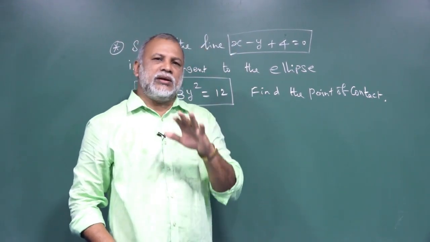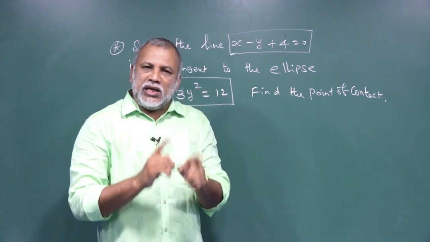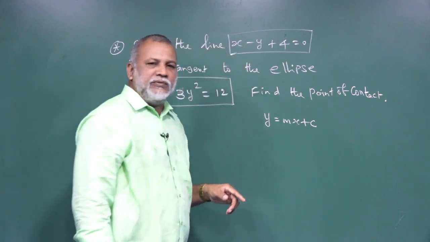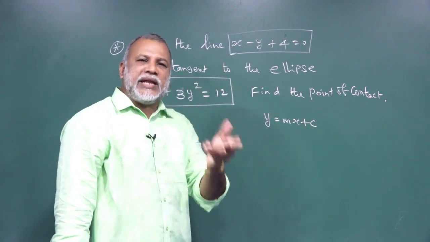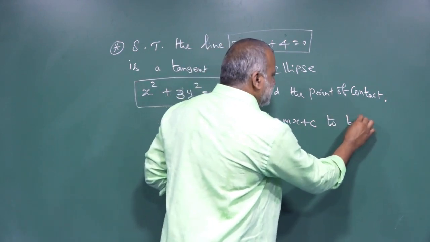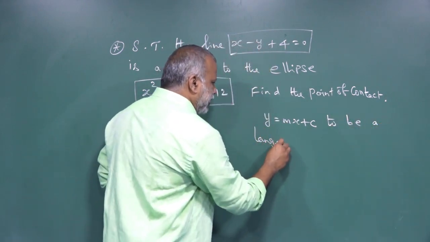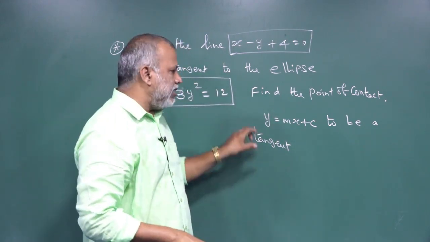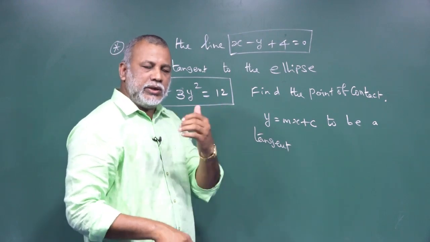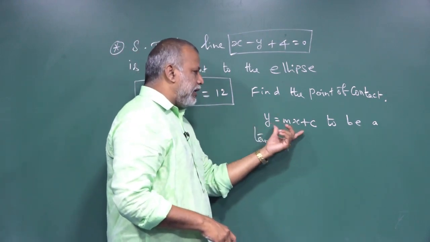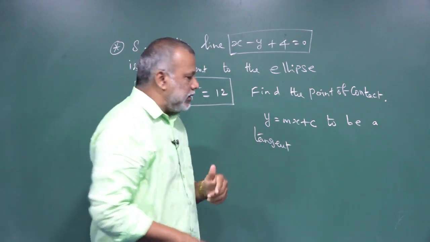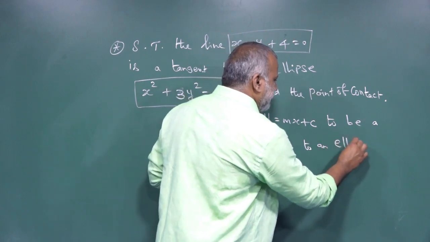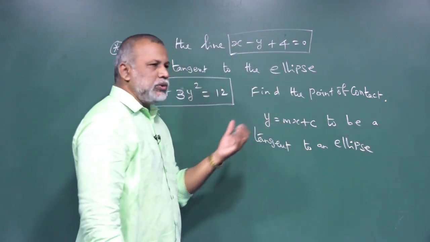Listen to this concept. Already we derived one condition: the condition for the line y equal to mx plus c to be a tangent to a parabola, to an ellipse, to a hyperbola. We already derived this condition. For the theoretical part, you can refer to it. Now we want the line to be a tangent to an ellipse. This is the required knowledge we are going to use.